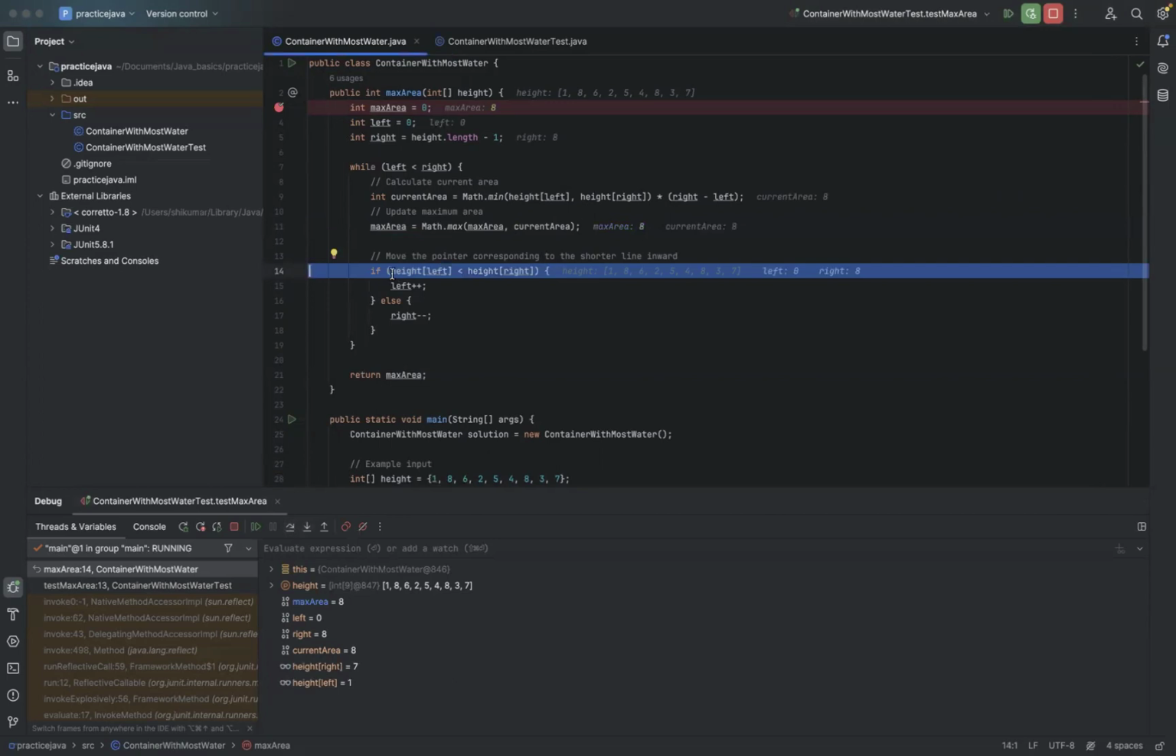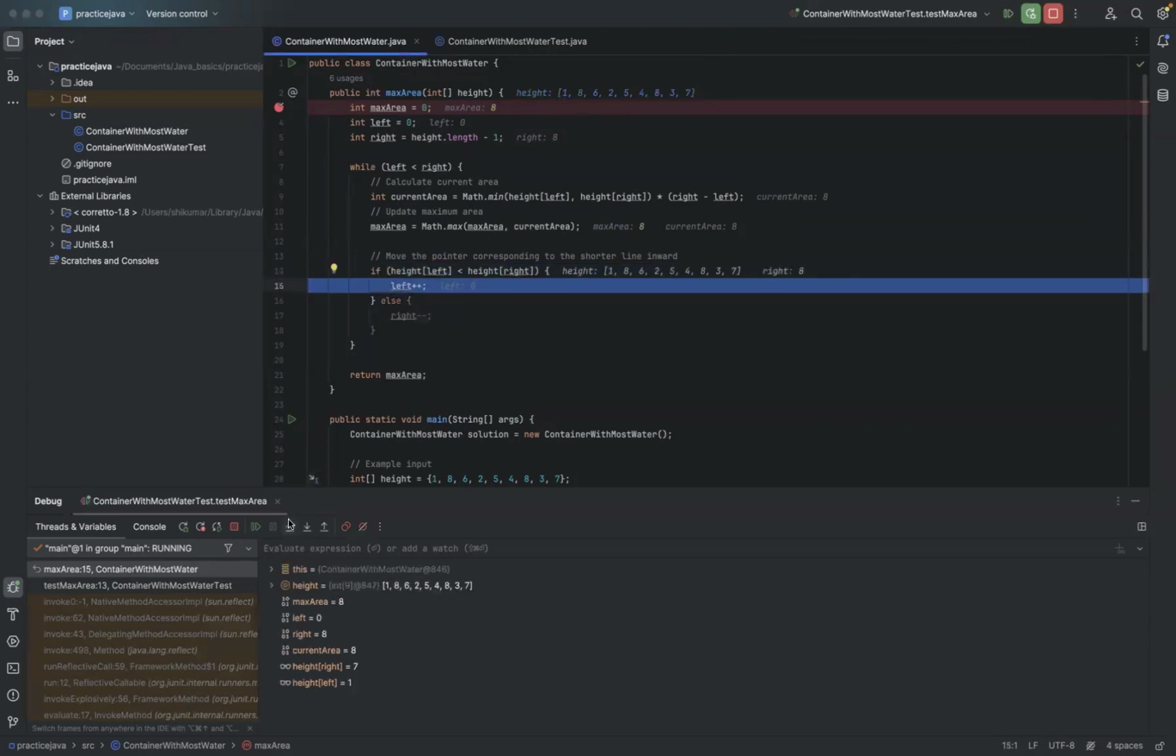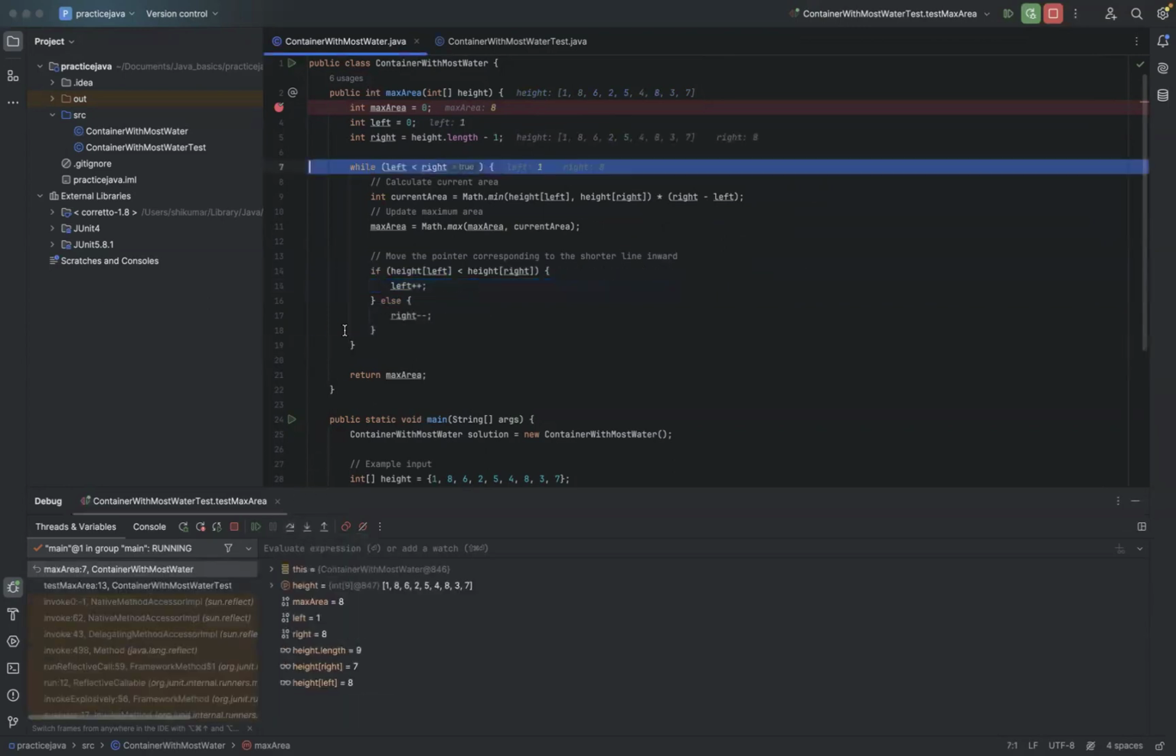Now in this scenario, height of left, left being 0, so 0 is less than height of right, 7. So this condition is satisfied, and we do the left plus plus. The else will not be executed, and it goes again to the next iteration of the loop. In the very next loop, left plus plus means left will become 1 this time.